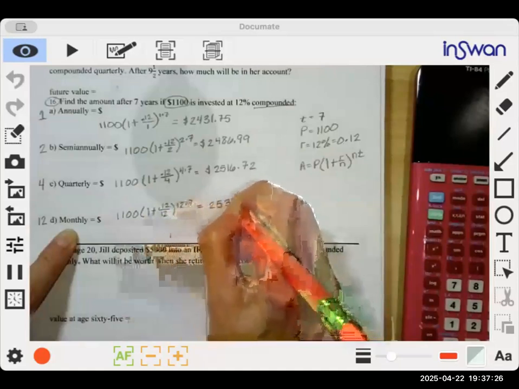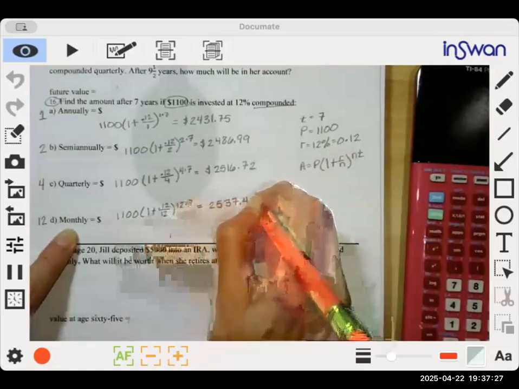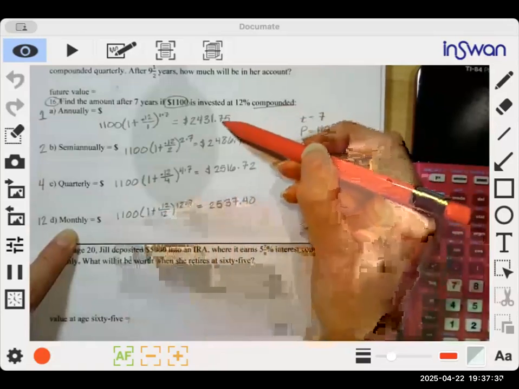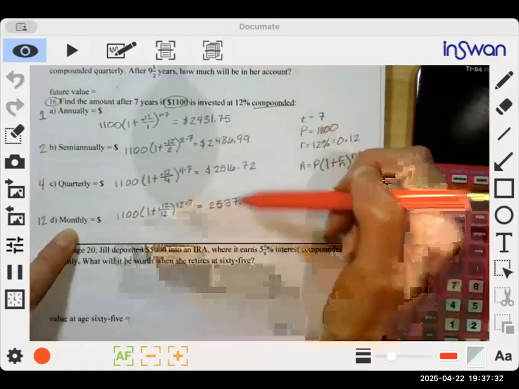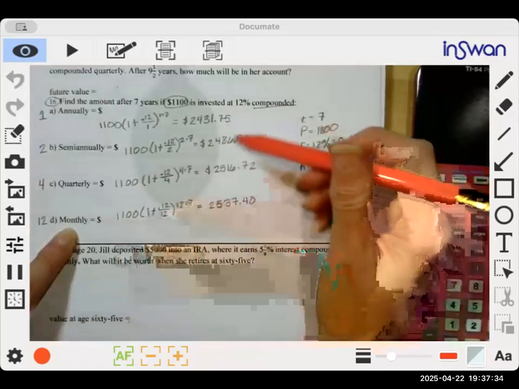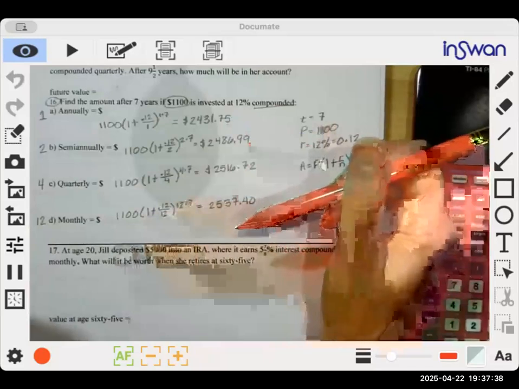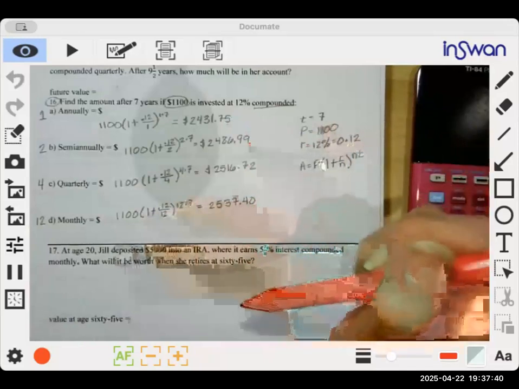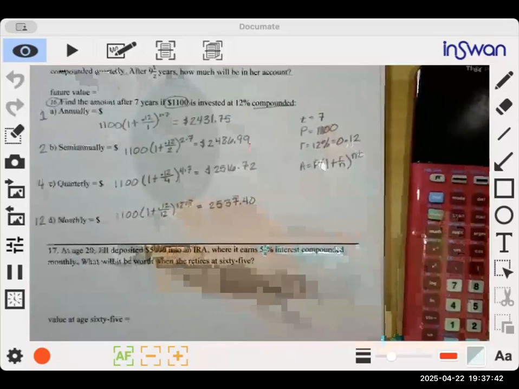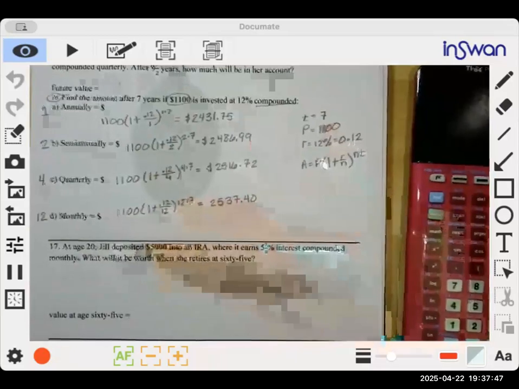So the purpose of this problem is to show you that the more times it's compounded, the more money you're going to make, or the more money you're going to owe the bank. Any questions on this one?